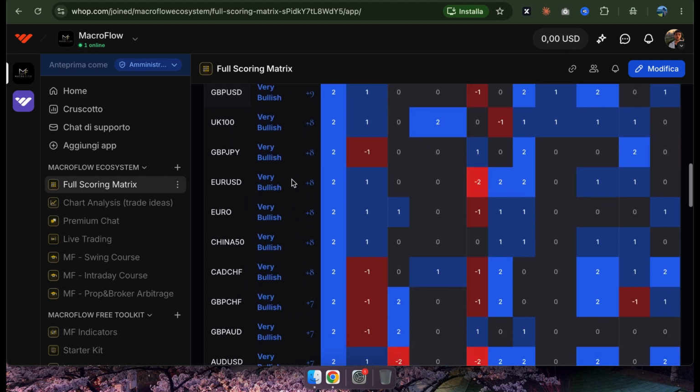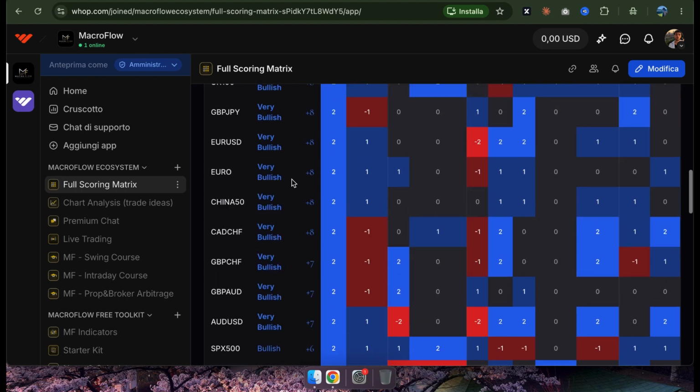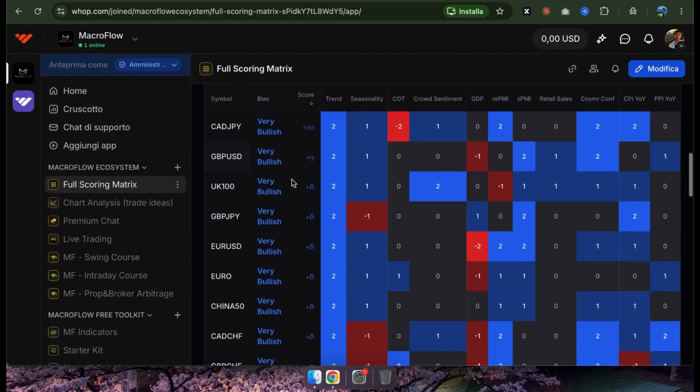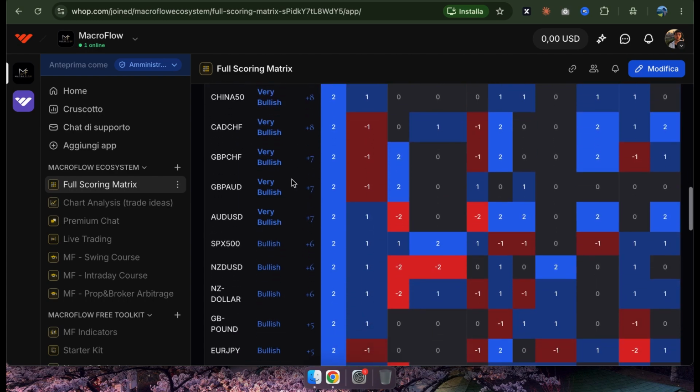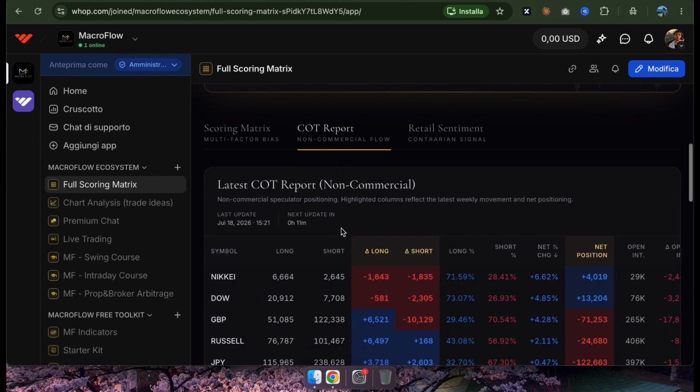analysis. So what I do each weekend, I come here and look at all the assets that this Full Scoring Metrics is telling me. Of course, not every week does have all of these assets. This week, for example, we have a lot of potential assets. And I look at my Full Scoring Metrics, and I look also at the COT report.